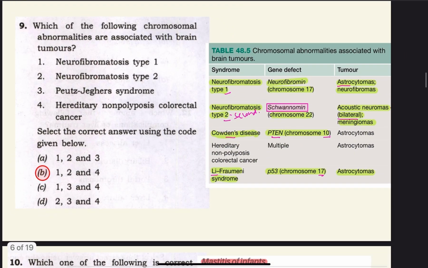Next is question number 9. The following chromosomal abnormalities are associated with brain tumor. This question is taken from this table. Neurofibromatosis type 1 is associated with astrocytoma, type 2 is associated with acoustic neuroma or meningioma. Then hereditary non-polyposis colorectal cancer is associated with astrocytoma. Peutz-Jeghers is not associated with brain tumor. So option B is the answer.